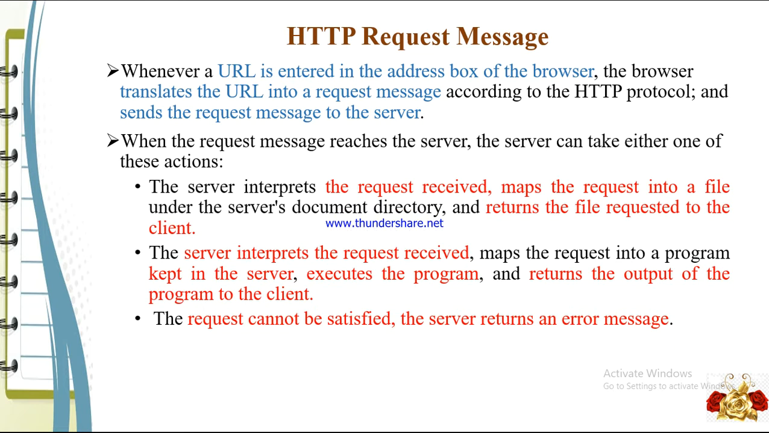When the request message reaches the server, it can take one of these actions. Suppose the server interprets the request received, maps the request to a file under the server's documents directory, and returns the file to the client. Or another one, the server interprets the request received, maps the request to a program kept on the server, executes the program and returns the output of the program to the client. The third action: if the request cannot be satisfied, the server returns an error message. It has to follow any one of these three actions, based on the client request.